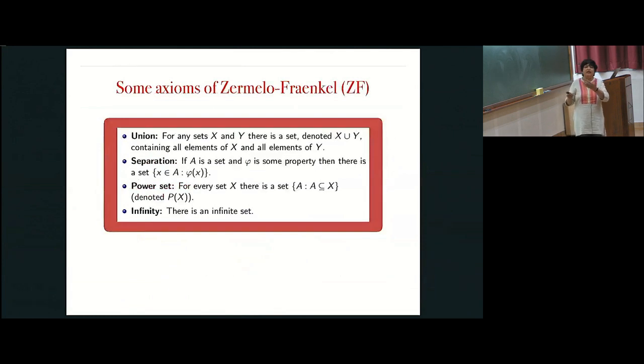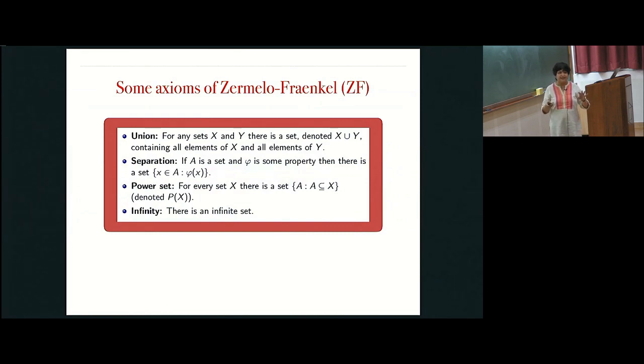Some of them are very intuitive, like the union axiom. For any sets x and y, there is a set denoted x union y containing all elements of x and all elements of y. Then, given a set and a property, there exists a set of all elements of that set satisfying that property. This is known as the separation axiom. And that's how they developed the sets, and then they had it as a foundation of the whole of mathematics. Again, there is a lot of history of set theory developing as a foundation of mathematics, but that's for another day.